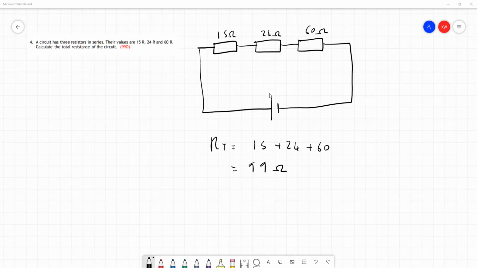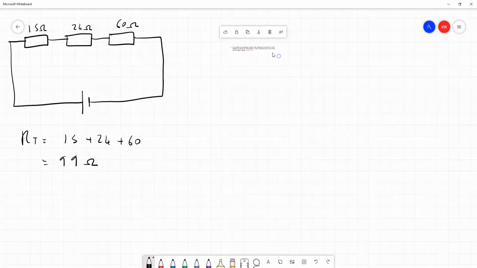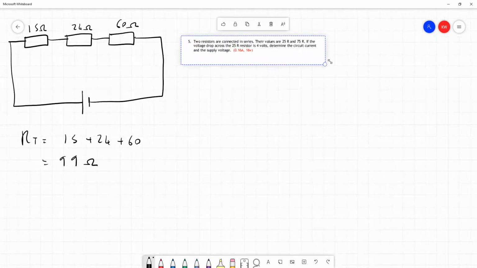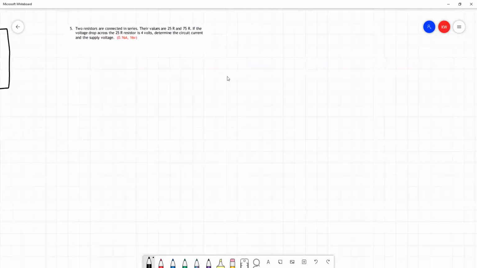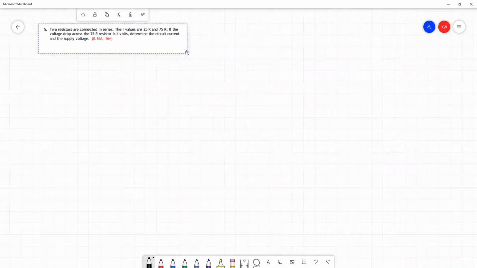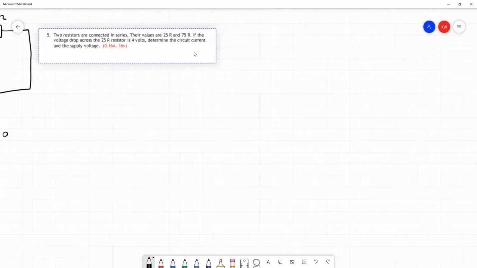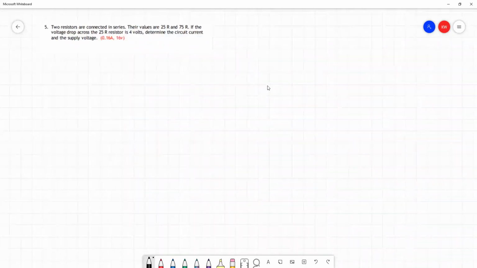Similarly, question 5 is another question that's a written question with no diagram, and it's always the case that you are very welcome to draw the circuit diagram, even if the question doesn't ask for it. So let's see what we have here. 2 resistors are connected in series. Their values are 25 ohms and 75 ohms. If the voltage drop across the 25 ohm resistor is 4 volts, determine the circuit current and the supply voltage.